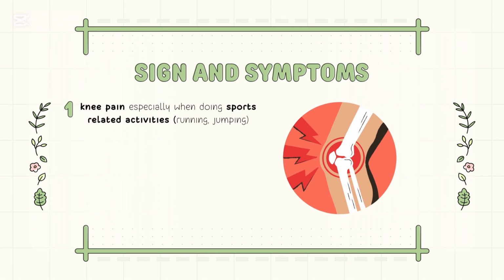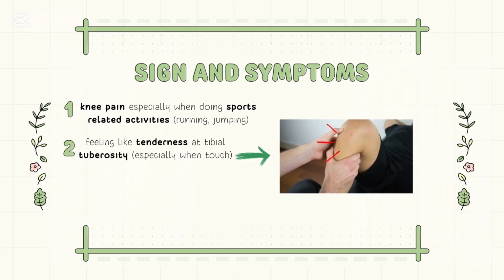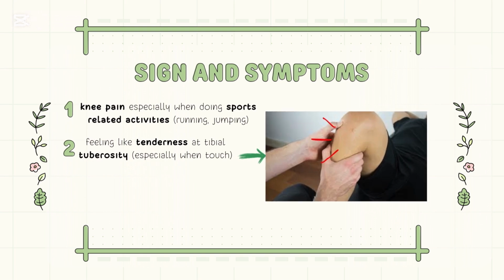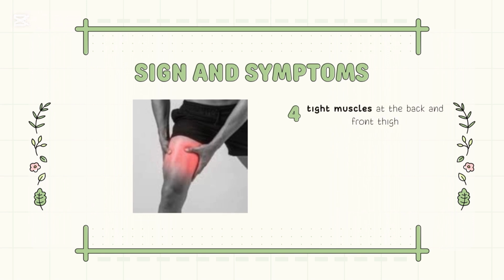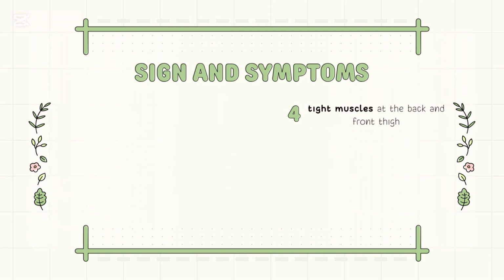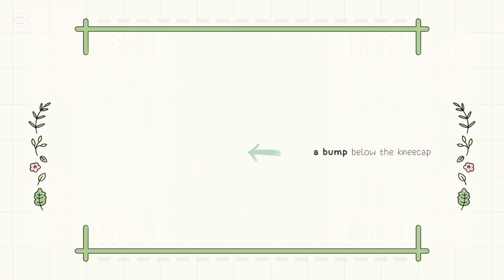The first sign and symptom is knee pain, especially when doing sports-related activities like running and jumping. Second, they will feel tenderness at the tibial tuberosity, especially when touched. Third, there will be swelling at the tibial tuberosity. Fourth, they will have tight muscles at the back and front of the thigh. Lastly, there will be a bump below the kneecap.